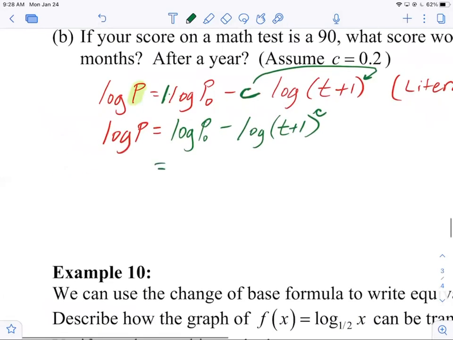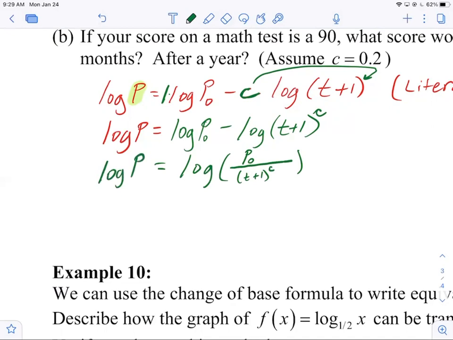And now I have log base 10 minus log base 10. So on the right-hand side, I can condense by pulling 1 log out front. I have at least 1 negative term, so build that shelf. Okay. Now remember, the log is out front. It's the argument that becomes the quotient. P sub O over T plus 1, to the Cth power. And that equals log base 10 of P.